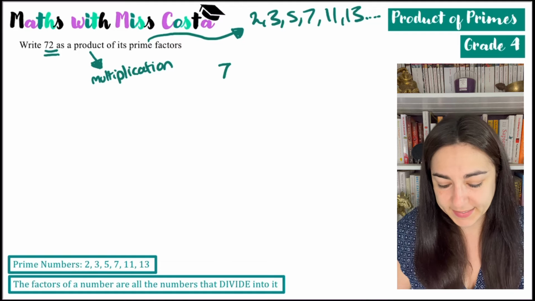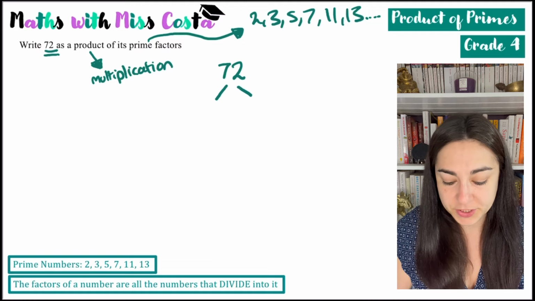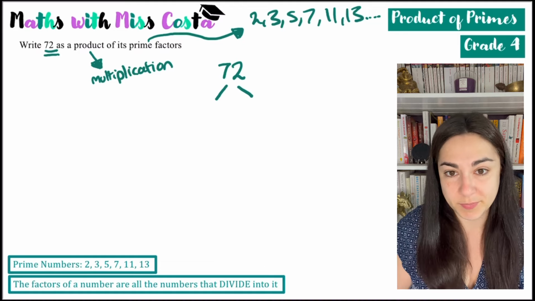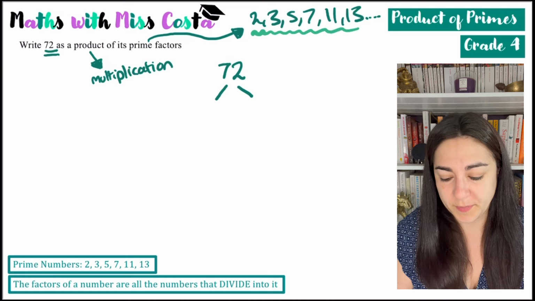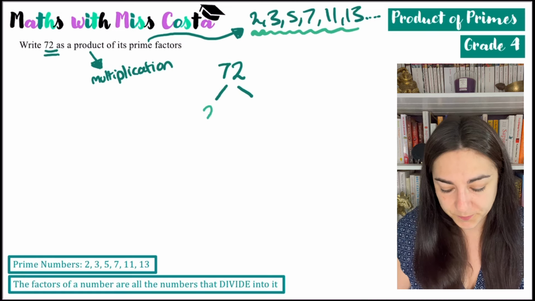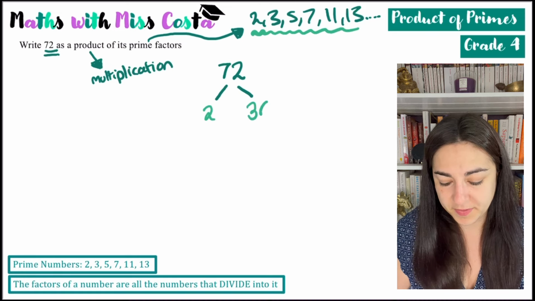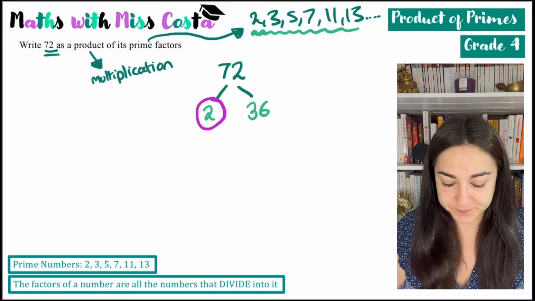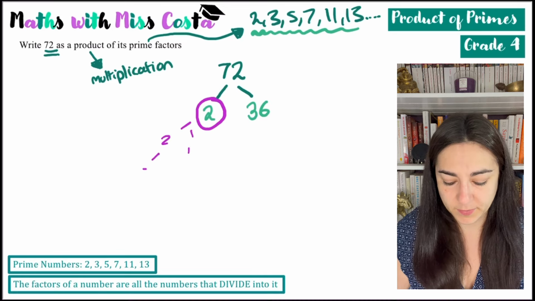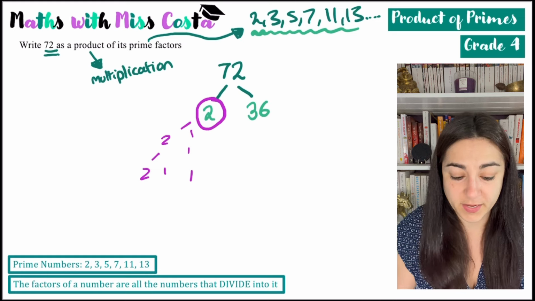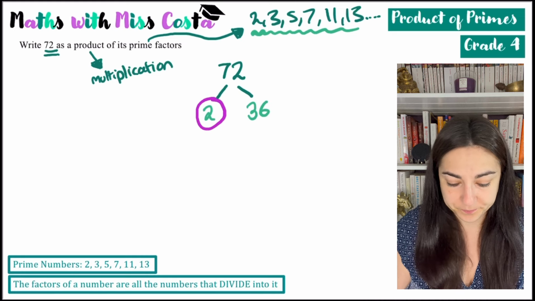So what we do is we write 72 and then we find two factors, two numbers that multiply to make 72. Now, ideally, just to make your life easier, you're going to be using one of the prime numbers. So let's start with 2. 2 times 36 gives me 72. And you know that 2 is a prime number. So as soon as you get to a prime number, you circle it and that tree branch is extinguished. Because if we kept on going, it would be 2 and 1 and then 2 and 1 and so forth. So if it's a prime number, we stop.